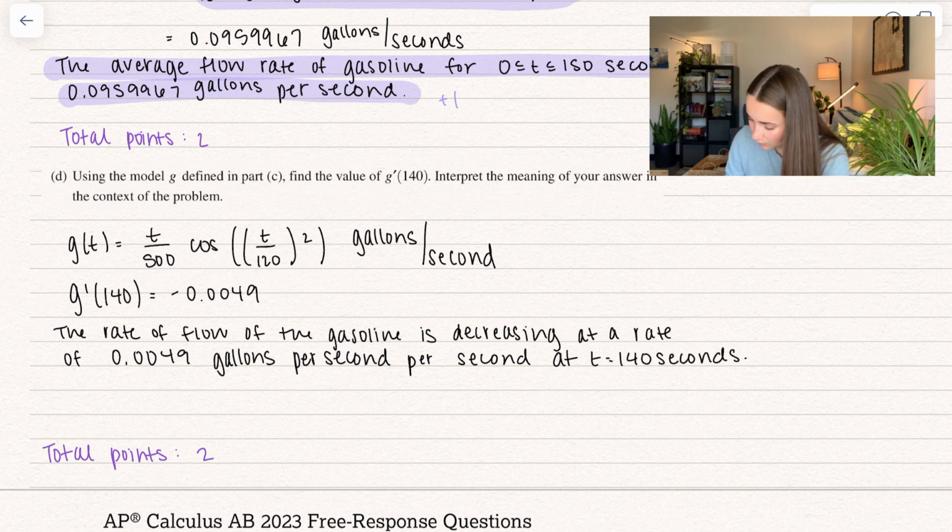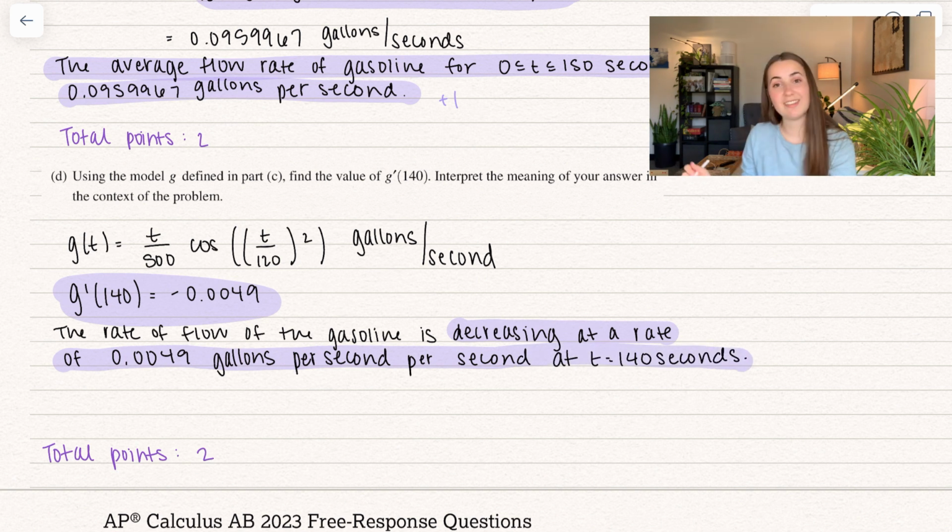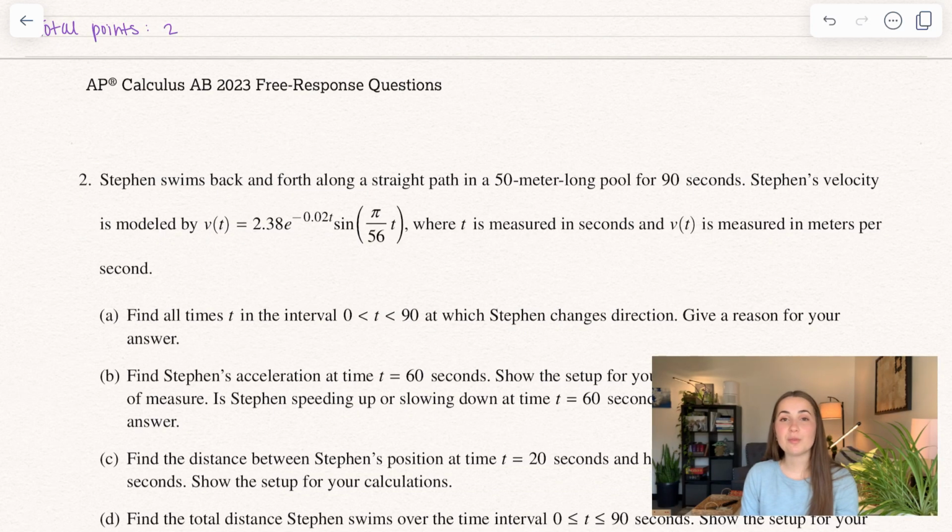So this one is also awarded 2 points. Let's talk about where those points are. The first point is for finding the first derivative and plugging in 140, getting the correct value. The other one is for interpreting it. The big part of that is noticing it's decreasing at a rate of 0.0049, and that's where the second point is awarded. So notice what you have to do. You have to explain yourself really well. You have to be very particular. You have to include the units. That's all part of the AP exam.